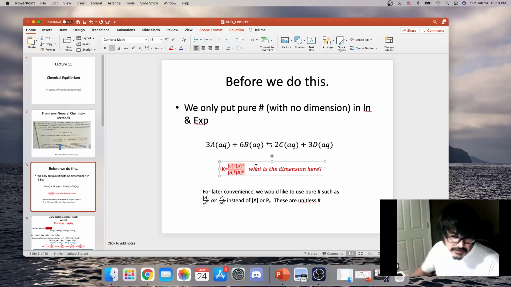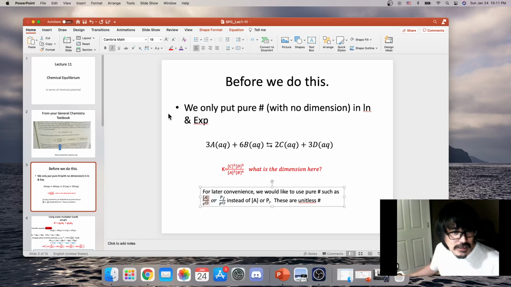You might think that each concentration is like a mole per liter or something, and then mole per liter to the power of 2 or the power of 3. That is really not the case here. All of these things are actually pure numbers. It looks like the concentration here, but in actuality, it's the concentration divided by a standard concentration, which is 1 molar. So this is really a pure number here.